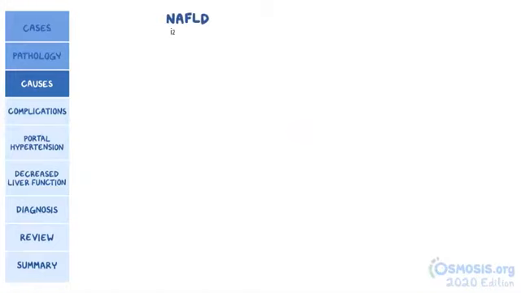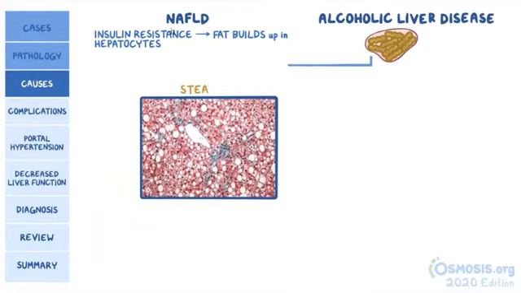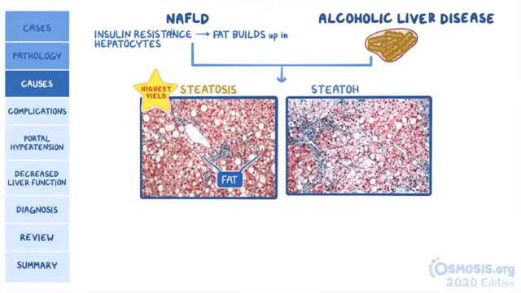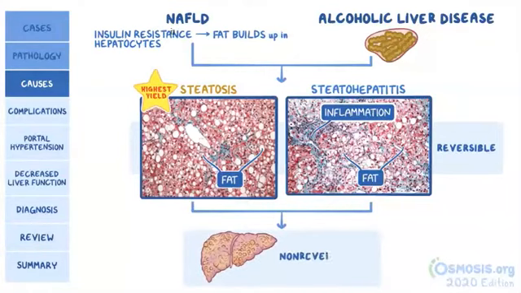In NAFLD, insulin resistance causes fat to build up in the hepatocytes, so both kinds of liver disease lead to steatosis, which is the infiltration of liver cells with fat, and steatohepatitis, which is when there's fatty infiltration along with inflammation. Now, steatosis and steatohepatitis are reversible, but when too much damage is done, they can lead to cirrhosis, and this is non-reversible.